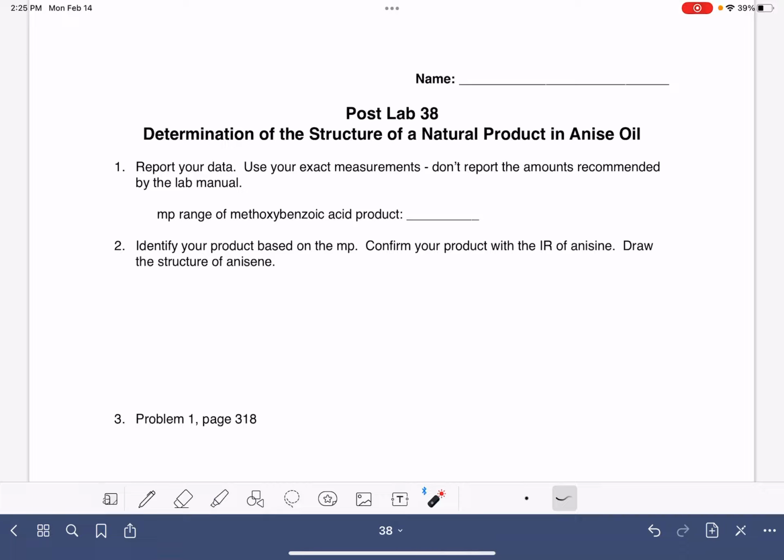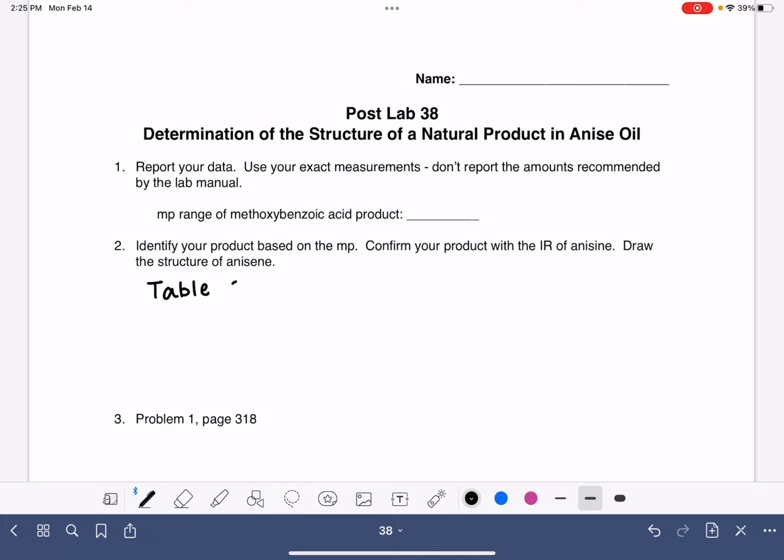I'm going to give you some tips for post-lab 38, determination of the structure of a natural product in anise oil. For question number 1, you'll just be reporting the melting point of your product. Question number 2, you have a few things to do. First, you're going to identify your product based on its melting point.